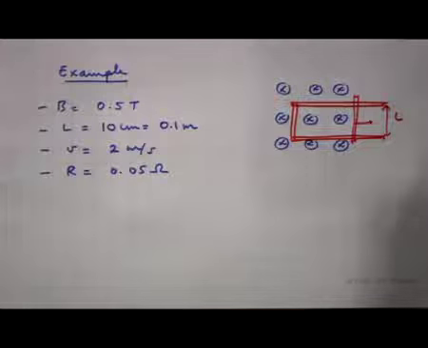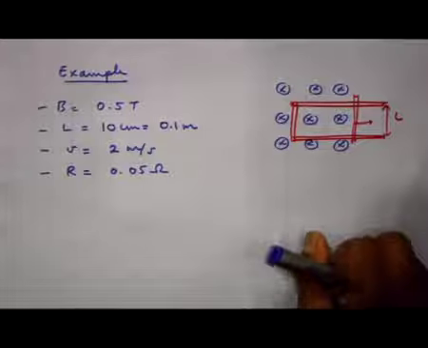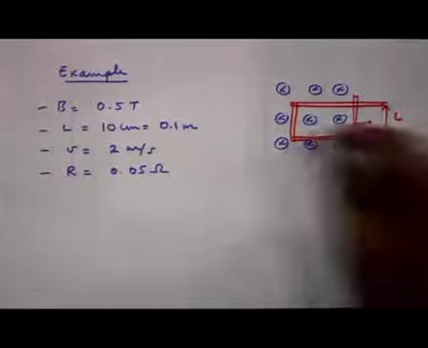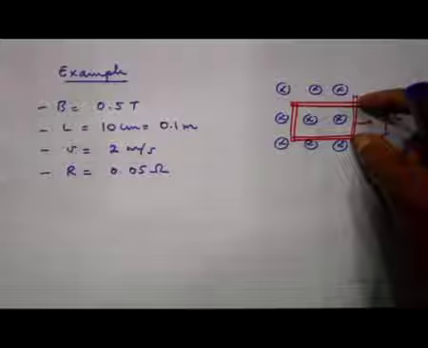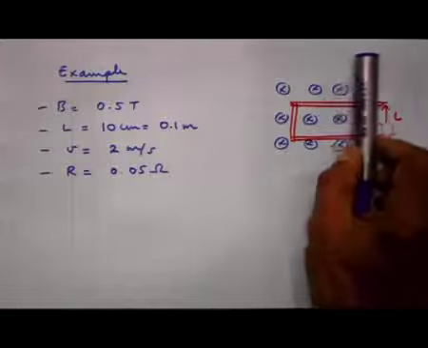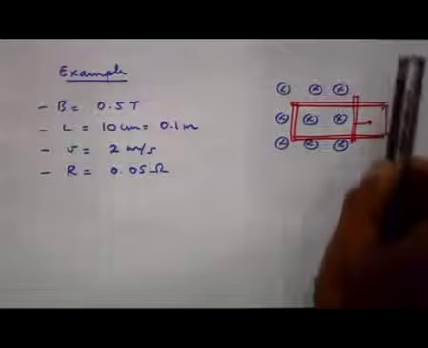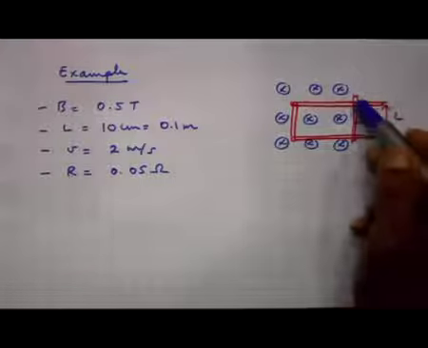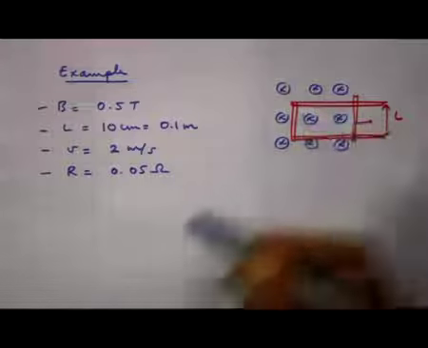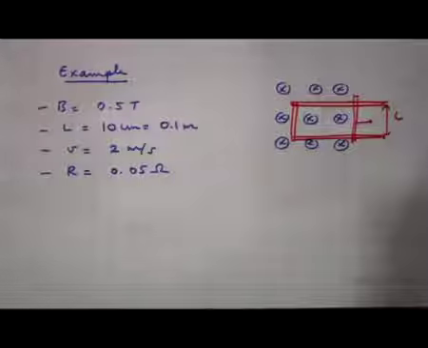So, I have a situation like this in a uniform magnetic field which is pointing downward with 0.5 Tesla. This length I am assuming to be about 0.1 meter, 10 centimeters, and I am trying to pull this at a uniform speed of 2 meters per second to the right. And let me assume, as I mentioned before, the resistance primarily is here and there is no resistance in this part of the circuit. So, the resistance remains constant at 0.05 ohms.